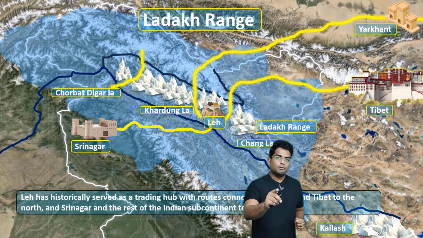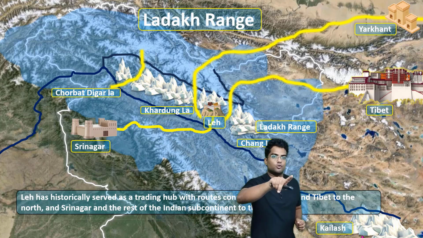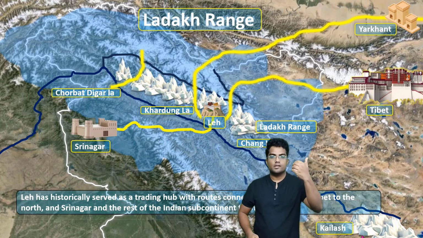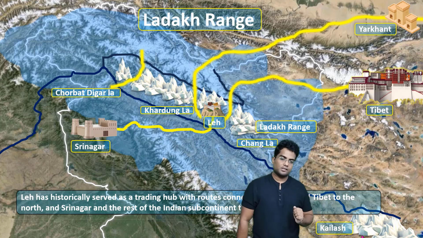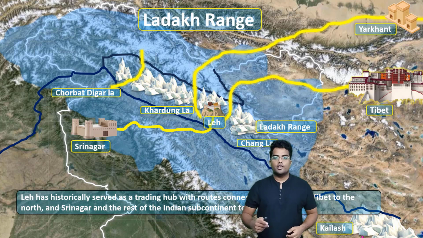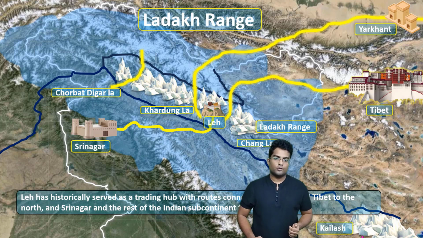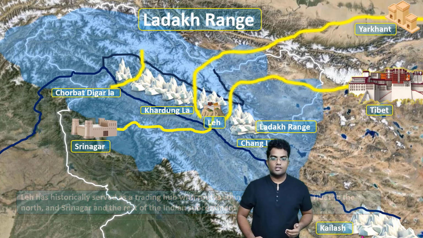This is only because Leh was adjacent to the Indus River and also next to the important passes such as the Kardungla Pass and the Changla Pass. So this is how the trade used to work. First, the people in Leh used to receive goods from Yarkand as well as Tibet.